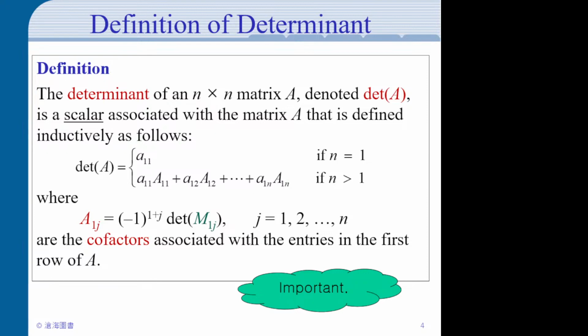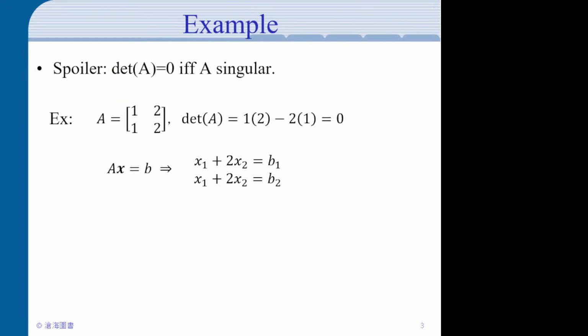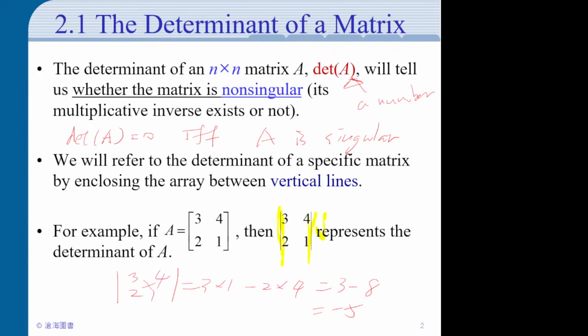In chapter 2 we talk about the determinant. At the very beginning we said we want to calculate the determinant value because it will determine whether your n by n matrix is singular or not, and we have proved that. So determinant of A equals 0 if and only if A is singular.